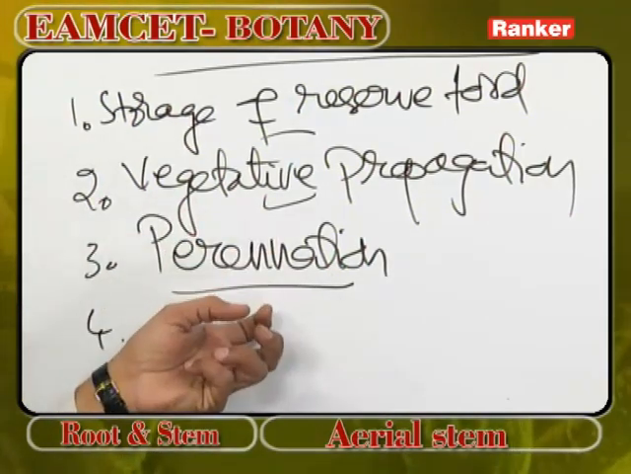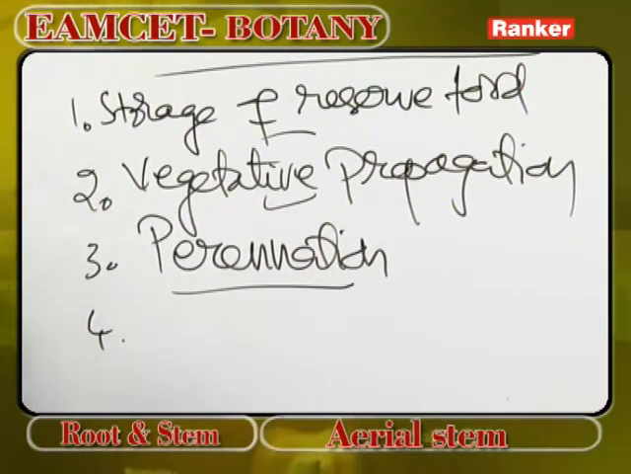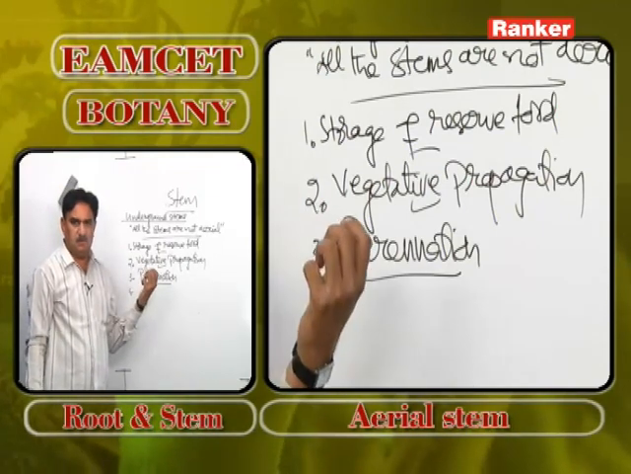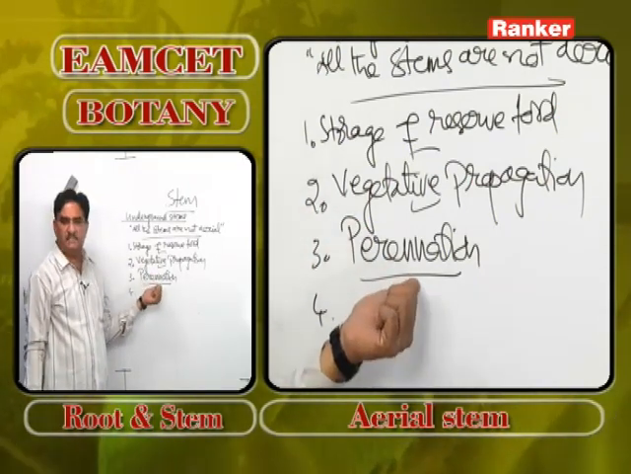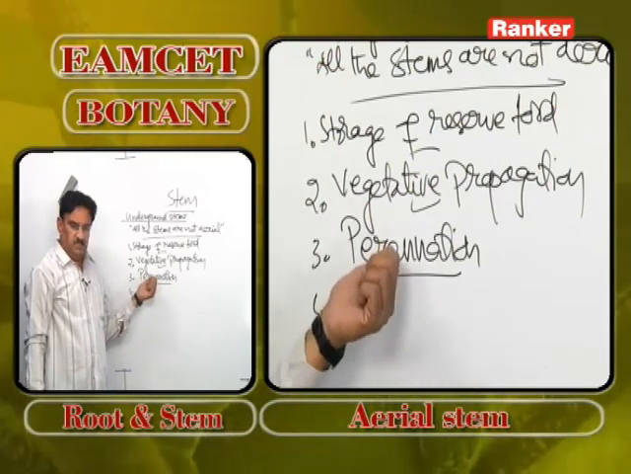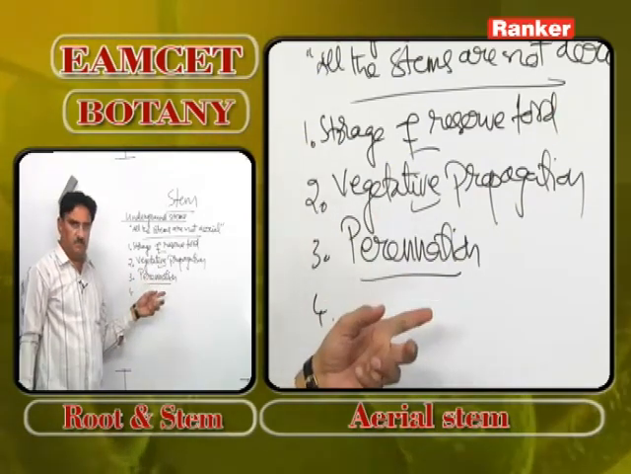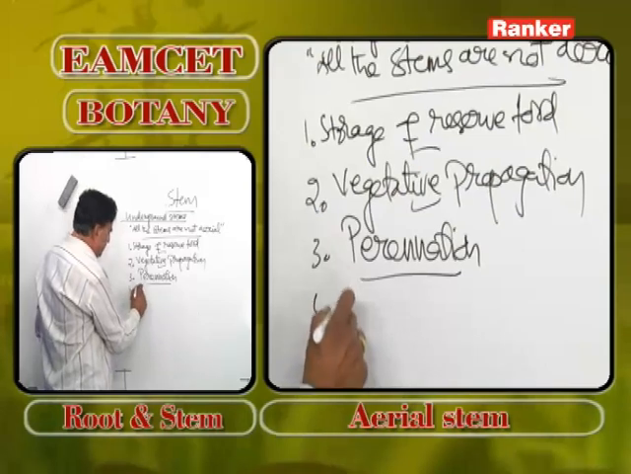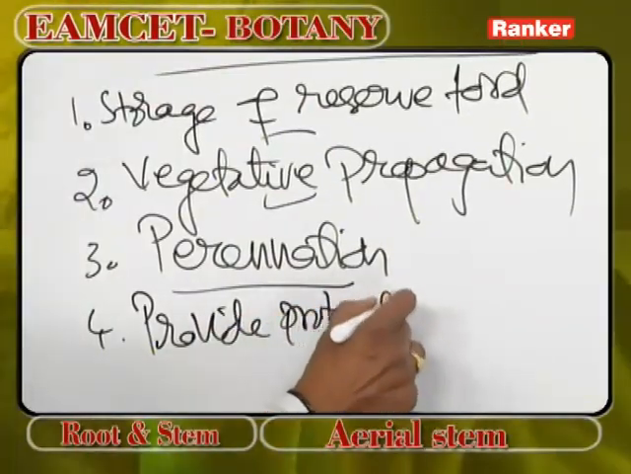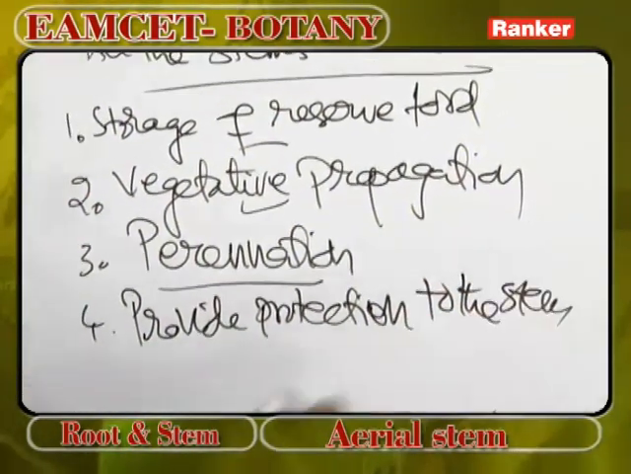The best example for this is a barren land where you don't even sow a single seed; whenever rain comes, so many grass plants will grow. How the grass plants are growing is because of perennation. So in a barren land, without sowing a single seed, so many grasses will grow in favorable conditions, and that is called perennation. And the fourth is that these provide protection to the main stem from grazing animals.